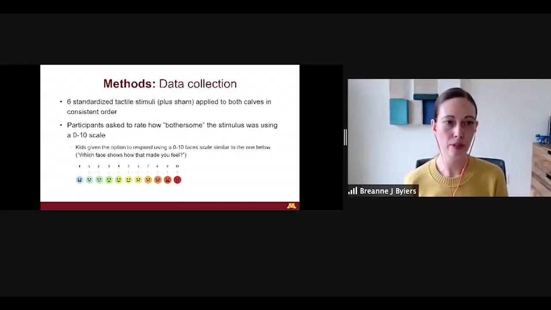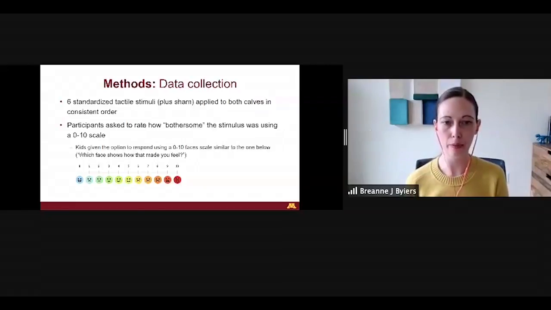We used the same standardized tactile stimuli as in the previous studies. The major difference here is that after each stimulus application, the participants were asked to answer a series of questions. And I'm going to focus on just one here, which was asking the participants to rate on a 0 to 10 scale how bothersome they found the stimulus. So for adolescents and adults, they just gave verbal numeric ratings. For younger kids, they were given the option to select a face on a scale similar to the one you see here, and told to pick the face that was closest to how the stimulus made them feel.